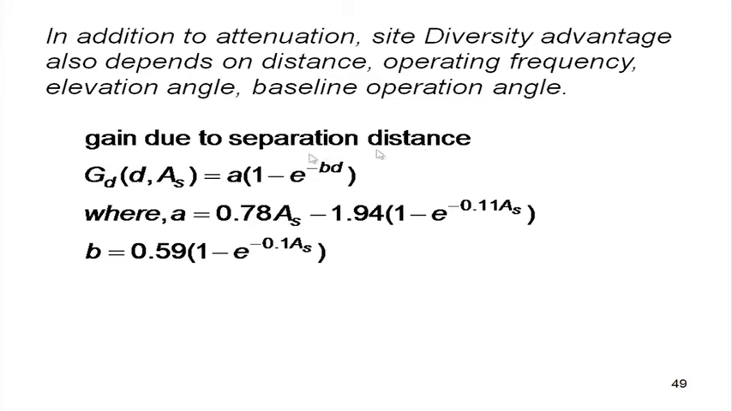Gain due to separation of the distance, GD, is a function of d, distance, and the single site attenuation is modeled with two coefficients, small a and small b: a into 1 minus e to the power minus bd, where a is given as 0.78 As minus 1.94 into 1 minus e to the power minus 0.11 As, and b is given as 0.059 into 1 minus e to the power minus 0.1 As. These are modeled, available from ITU.